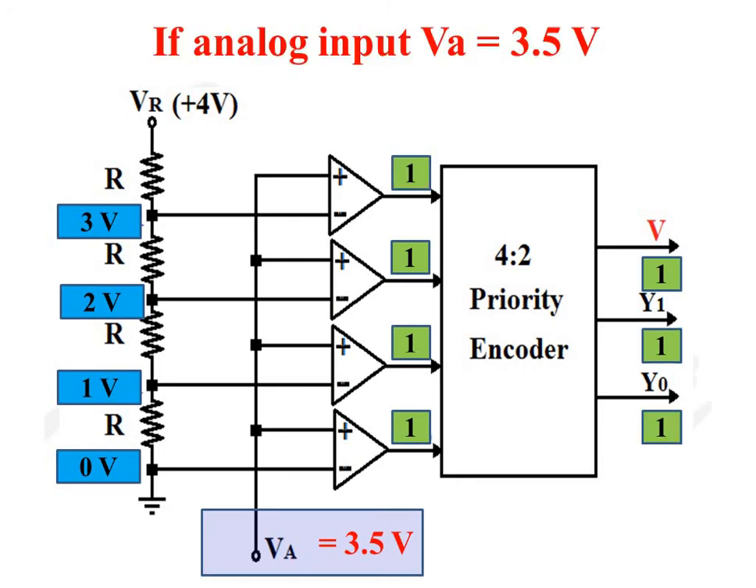So if analog input voltage is equal to 3.5 volt, in this case, differential input voltage of all the 4 comparators is positive. So output voltage is logic 1. So y1 is equal to 1, y0 is equal to 1, valid is also equal to 1.